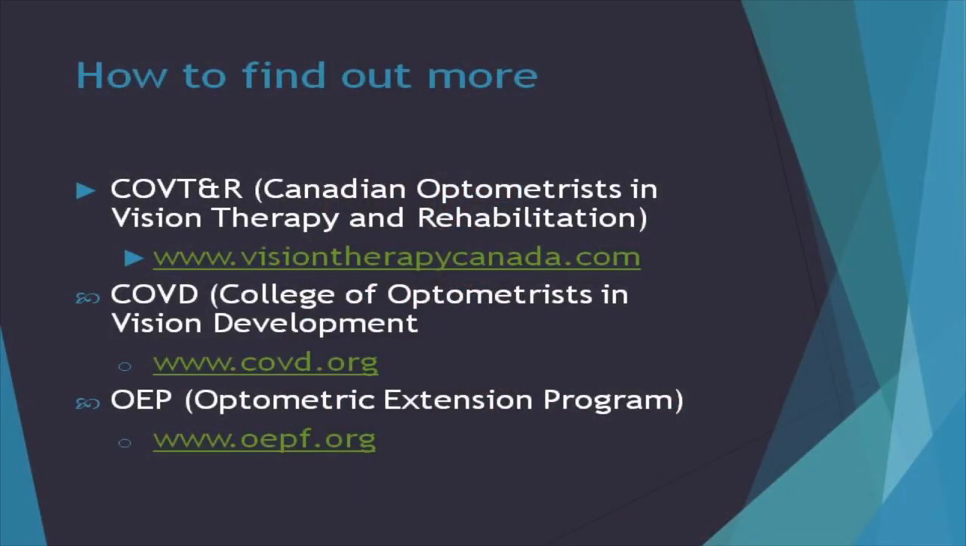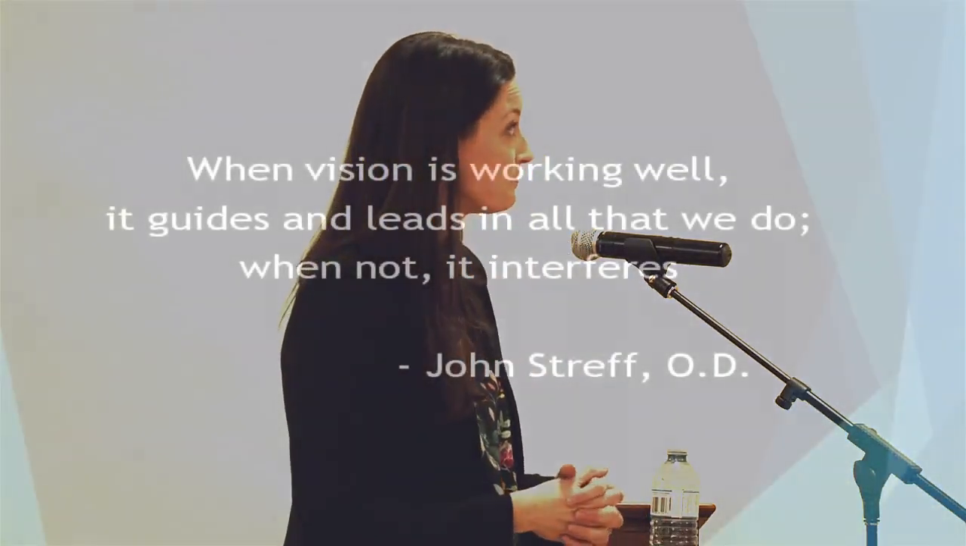And the American site is FCOVD, the College of Optometrists in Vision Development, another great one. They have some Canadians listed there as well, but it's an American site. And the OEP, another American site, Optometric Extension Program. All of these are vouched for fantastic optometrists you can find in your area, or if you have loved ones in the States, and even across the world.